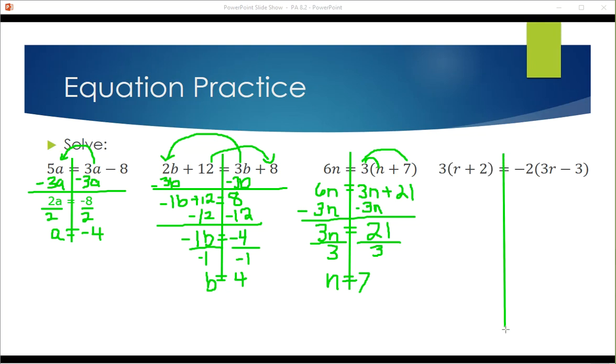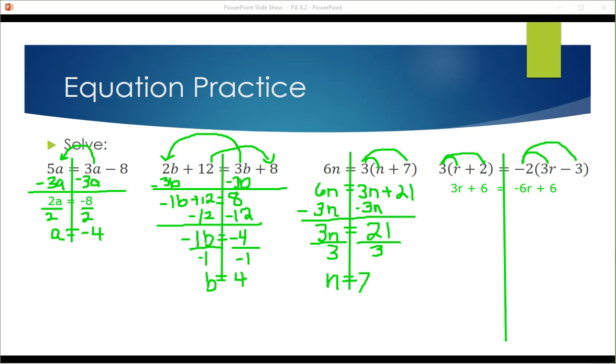For the last one here, I have a couple of different things that I need to simplify. So on this side, I need to distribute the 3. On this side, I need to distribute the -2. So when I do that, I'm going to have 3r plus 6 is going to equal -6r plus 6. Oops, that's not a 6. Try again. There we go.